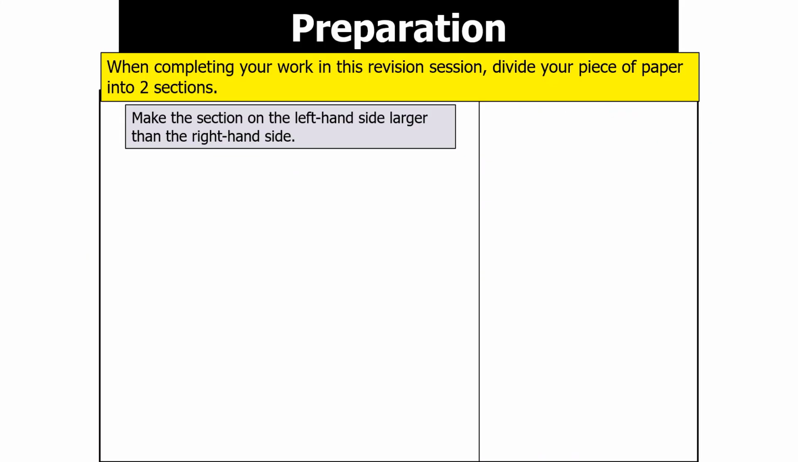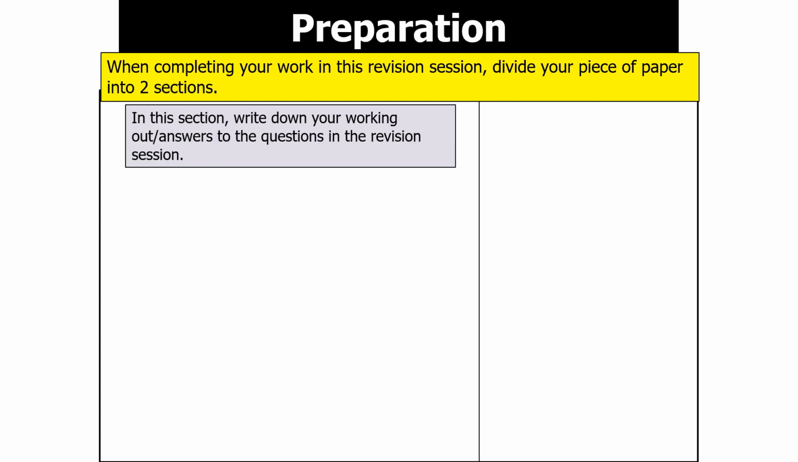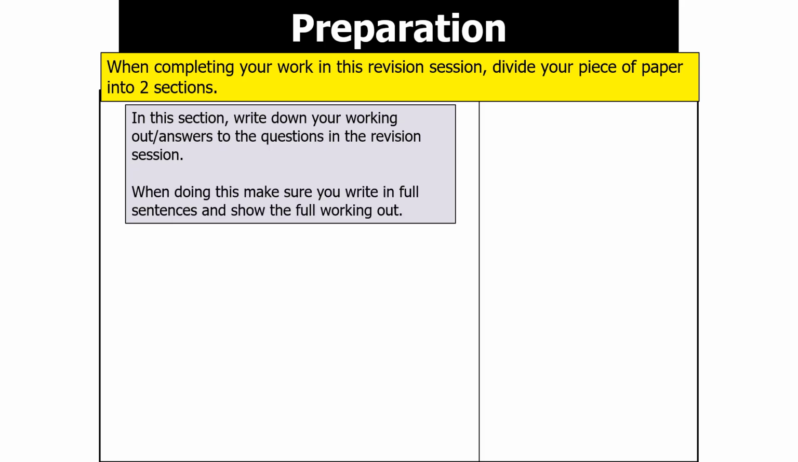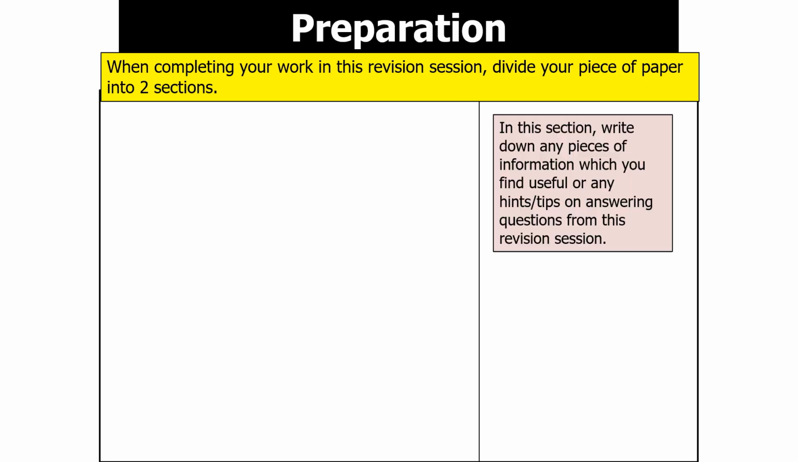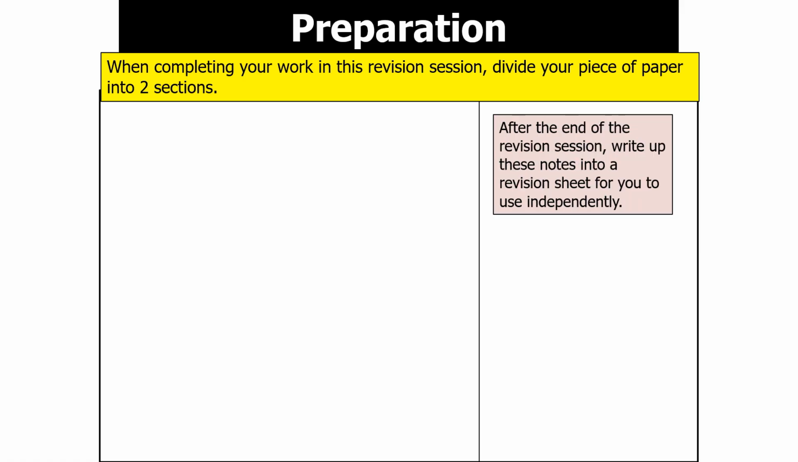When you complete your work in this revision session, divide your piece of paper into two sections. Make the section on the left hand side larger than the right hand side, and in this left hand side section write down your working out and answers to the questions in the revision session. When you're doing this, make sure you write your answers in full sentences and show the full working out. In the right hand side section, write down any piece of information which you find useful or any hints and tips on answering questions from this revision session. After the end of the revision session, write up these notes into a revision sheet for you to use independently.